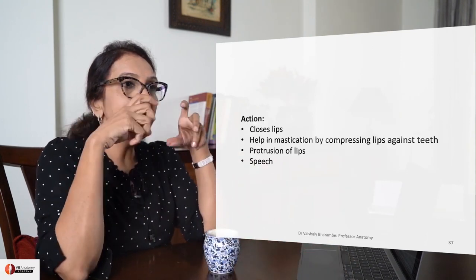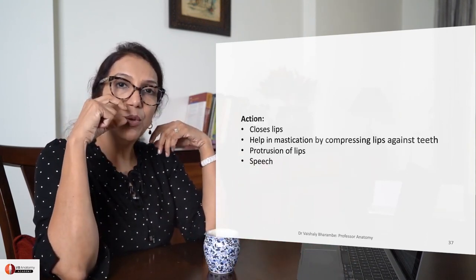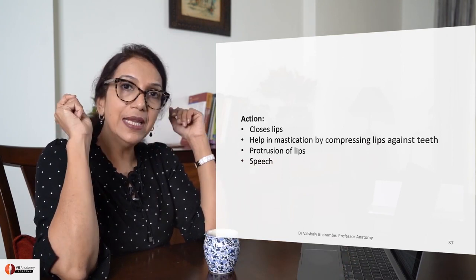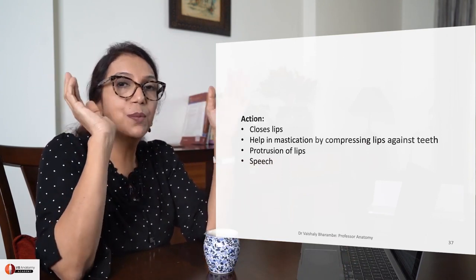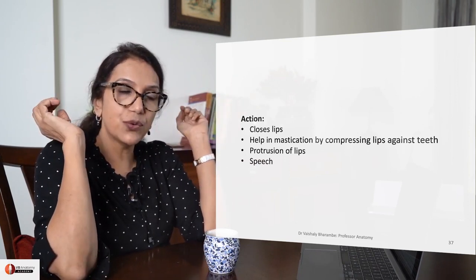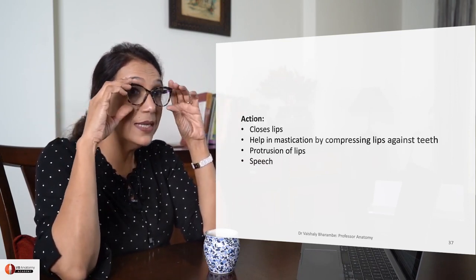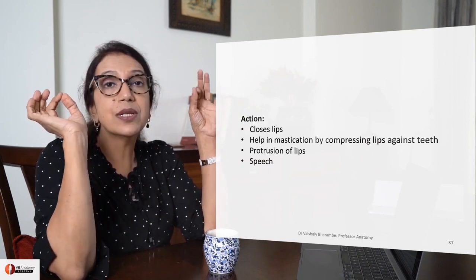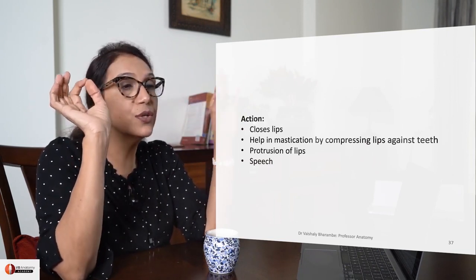So, and finally, there are fibers connecting this Orbicularis oris to the overlying skin. Okay, so that's Orbicularis oris muscle, deep, intermediate and superficial stratum. What are its actions? It closes your lips. It just closes your mouth.